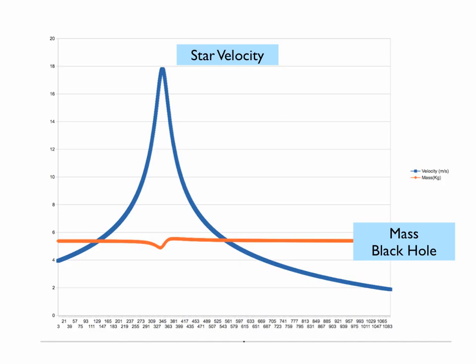Interestingly, the mass of the black hole was not constant through the Python iterations. This is a graph of the results of the mass of the black hole over time, and additionally the star velocity. The star velocity can be seen to increase as the star approaches the black hole. It is at this point that the black hole measurement shows variation.